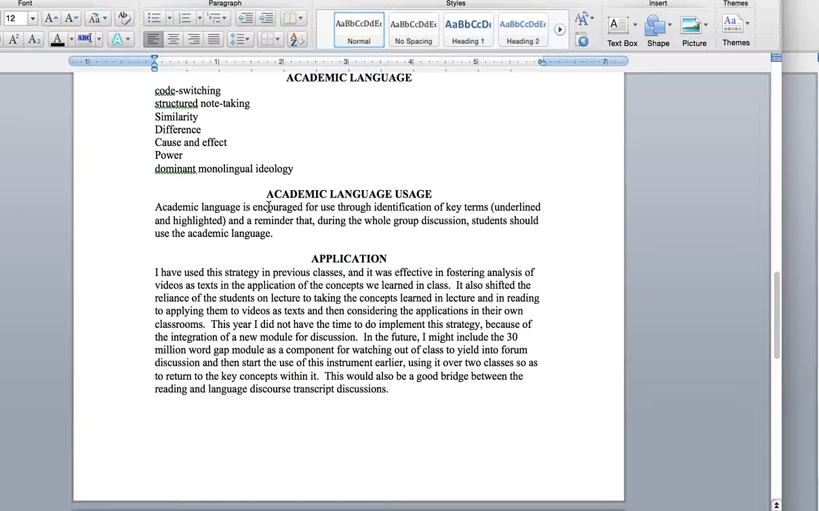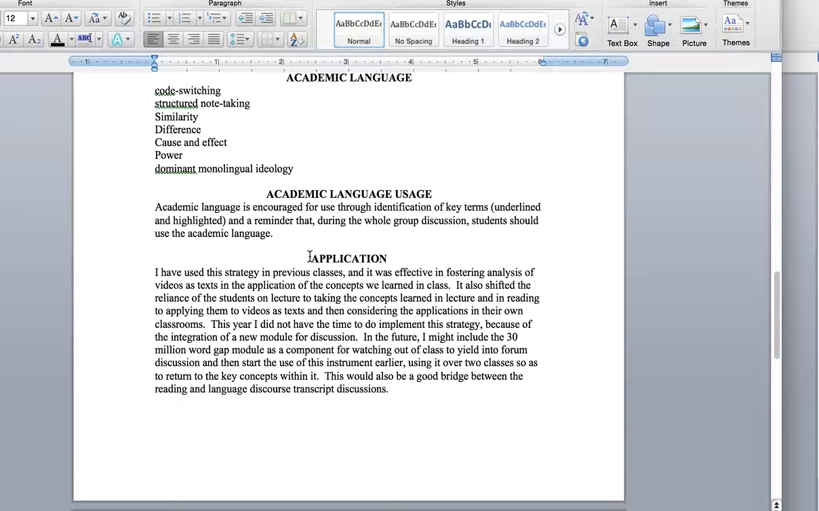Now, how are we going to use it? What does the strategy call for as far as use? In this case, academic language is encouraged for use through identification of key terms. On the handout, they are underlined and highlighted, and a reminder that during the whole group discussion, students should use the academic language. Now, on this handout, I could make that quite small, but it would be a verbal reminder to the class.